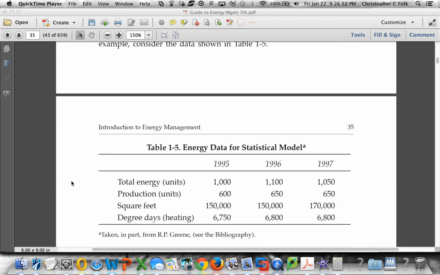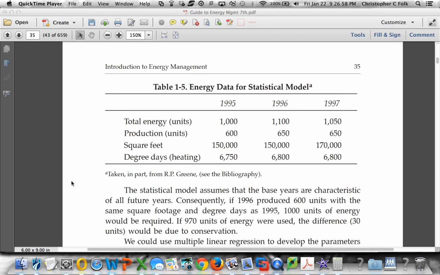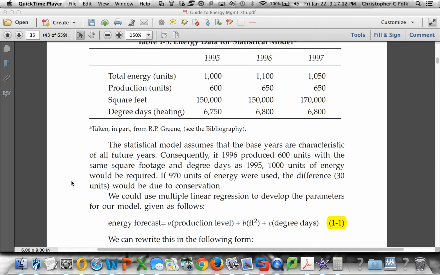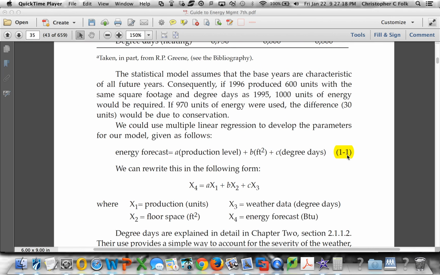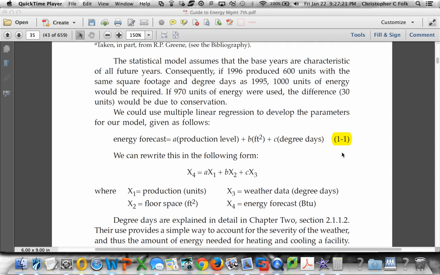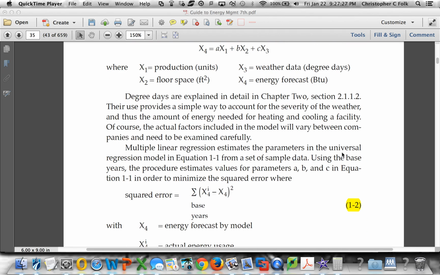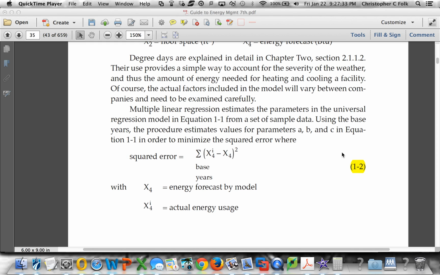On page 35, the statistical model is going to use this table 1-5, and notice it's going to be looking at both the energy units, the production, the square feet, and the degree heating days. So we can design this whichever way we want, and we're going to see that there's a statistical formula here. This is the first formula. Notice they put formulas in here on the right side, 1-1, and in this case, we're going to be comparing it to degree days, and then later on at the bottom here, we're going to see formula 1-2, where we're going to add these together.